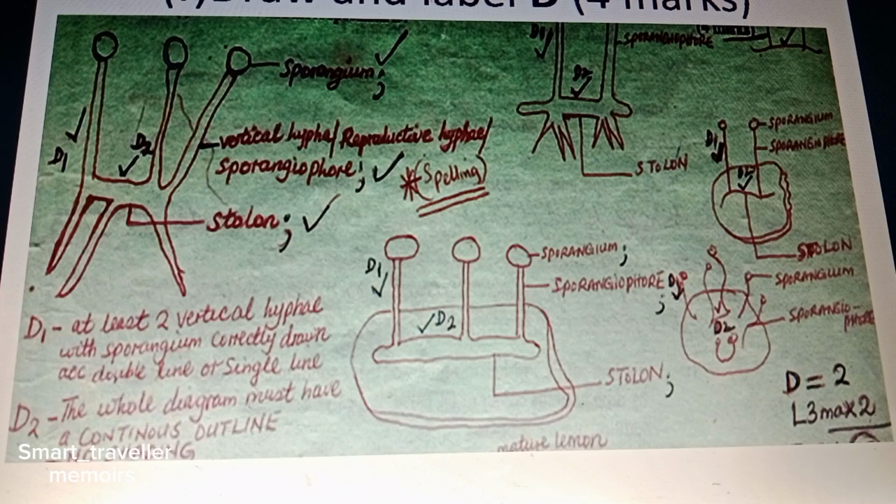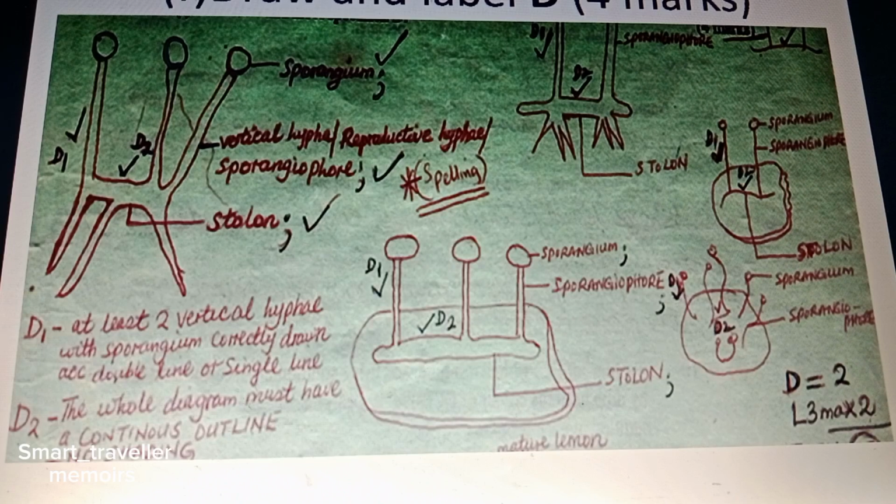You are marking as follows. There was drawing mark 1 and drawing mark 2. All right. Drawing mark 1: at least 2 vertical hyphae with sporangium correctly drawn, except double line or single line. Mark D2: the whole diagram must have a continuous outline and no shading.